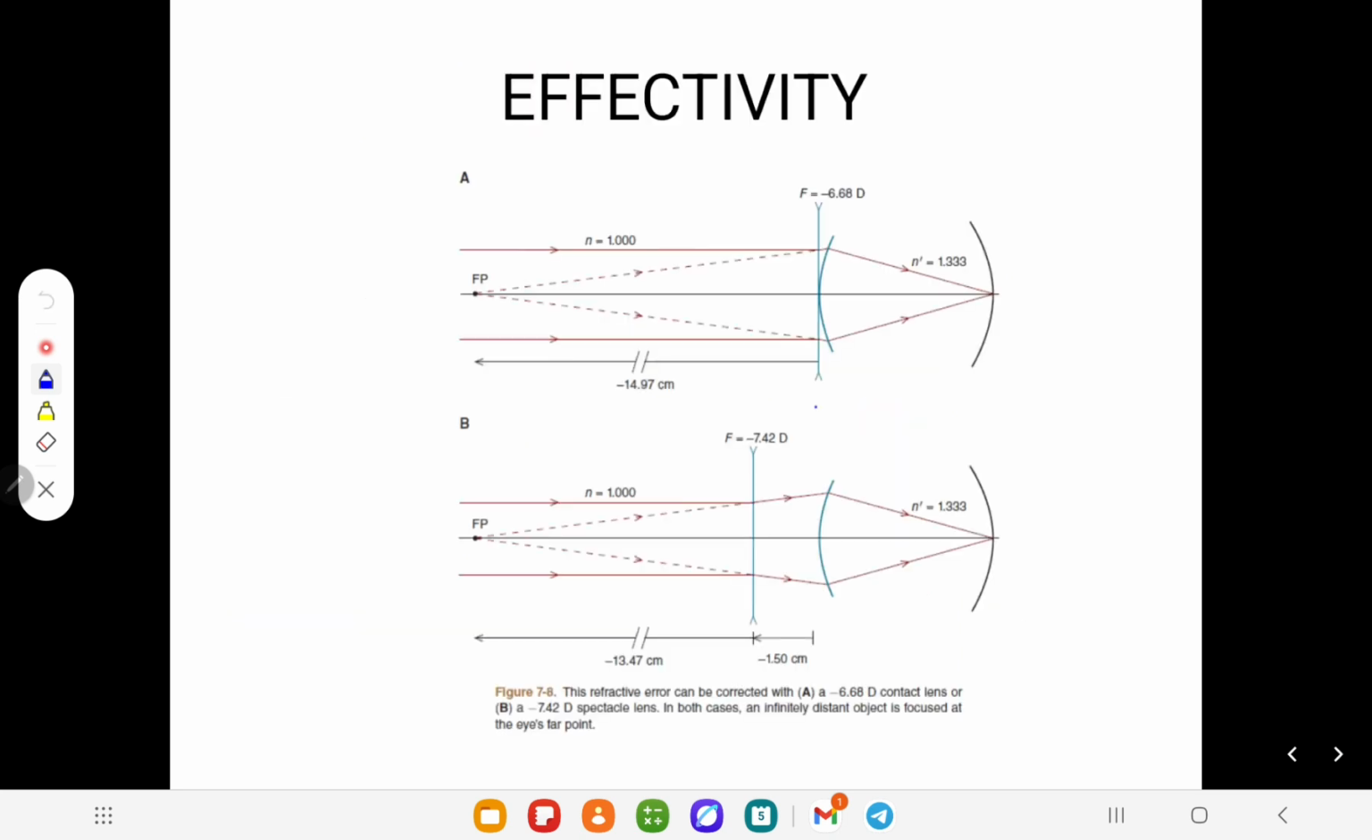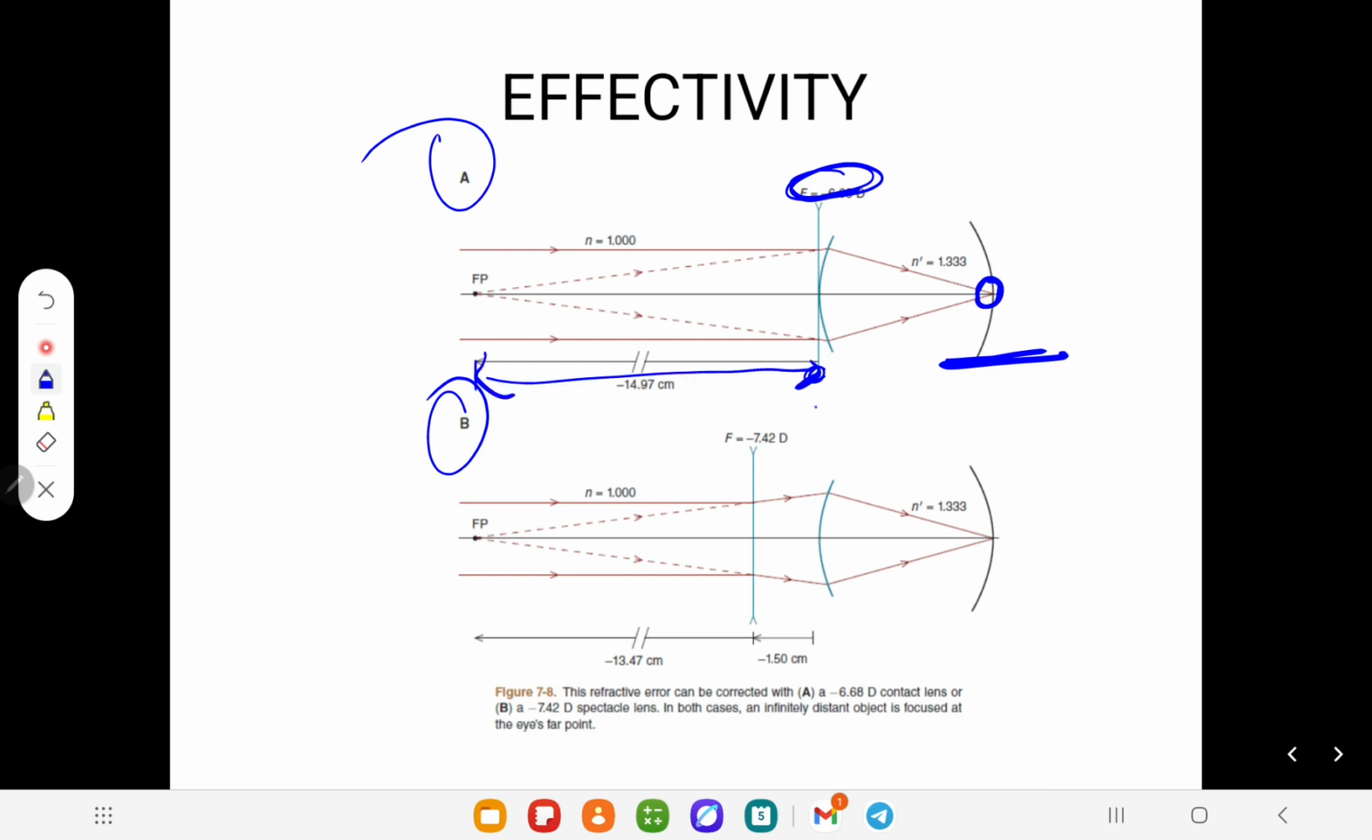Effectivity: I have already made one video on effectivity. Just go there and watch. But let me explain one thing. Effectivity means, see, in this picture A and picture B, both pictures want to do only one thing. They want to have a minus lens and project it. The final outcome is to focus on the retina, isn't it? But it's not that. They have a minus lens and its secondary focal point is not in this space but in this space.